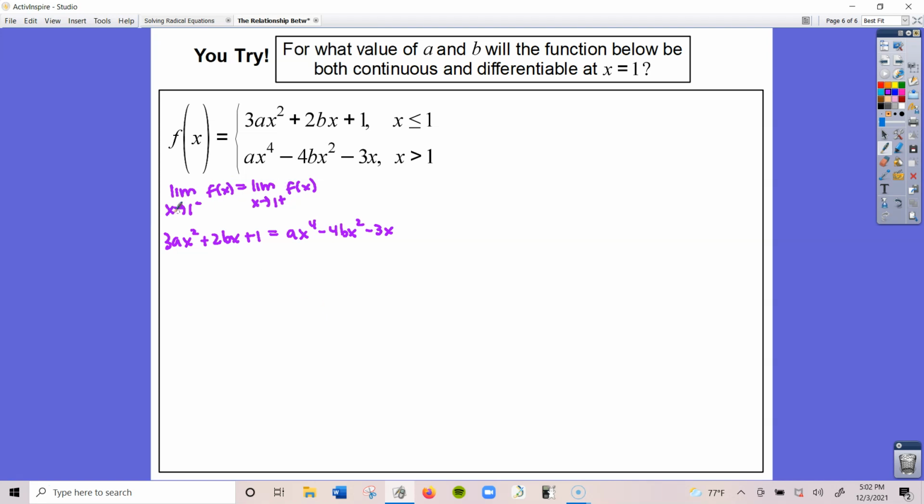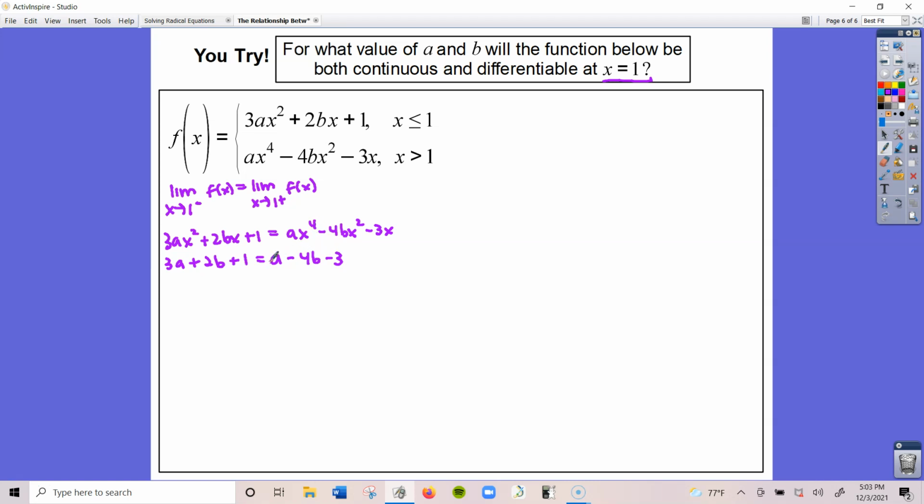Because my limits are for when x is 1, and again, I get that 1 because that's what we're evaluating for, we're going to plug in x is equal to 1. So since x is 1, then 1 raised to any exponent is going to be 1, so 1 times whatever is next to it is just going to be itself. So this is 3a plus 2b plus 1 is going to equal a times 1, so a, minus 4b minus 3.